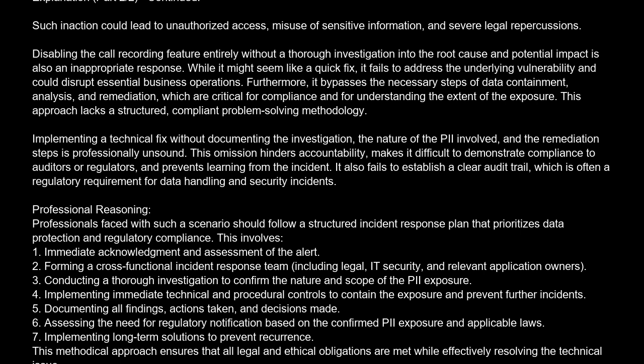5. Documenting all findings, actions taken, and decisions made. 6. Assessing the need for regulatory notification based on the confirmed PII exposure and applicable laws. 7. Implementing long-term solutions to prevent recurrence. This methodical approach ensures that all legal and ethical obligations are met, while effectively resolving the technical issue.